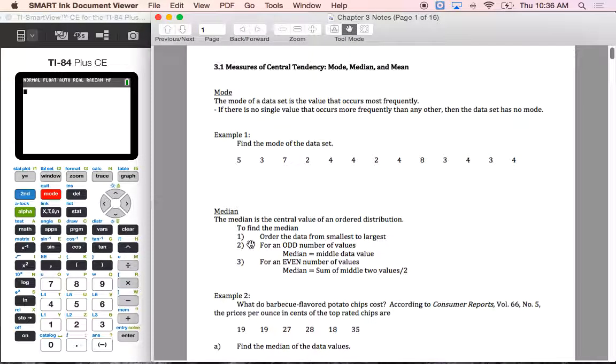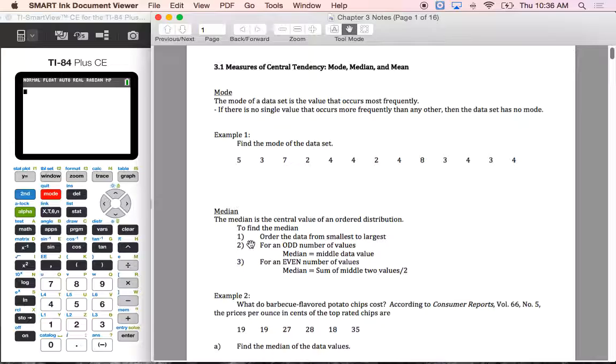Okay, so in 3.1, we're looking at measures of central tendency, and that's mode, median, and mean. First off, we have mode. The mode of a data set is the value that occurs most frequently. If there's no single value that occurs more frequently than any other, then there is no mode. So if you have 3 numbers and they all happen 4 times, there's no mode for that group.